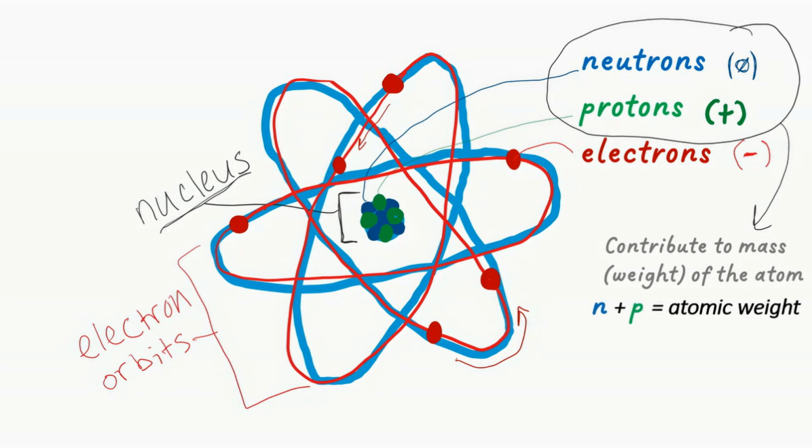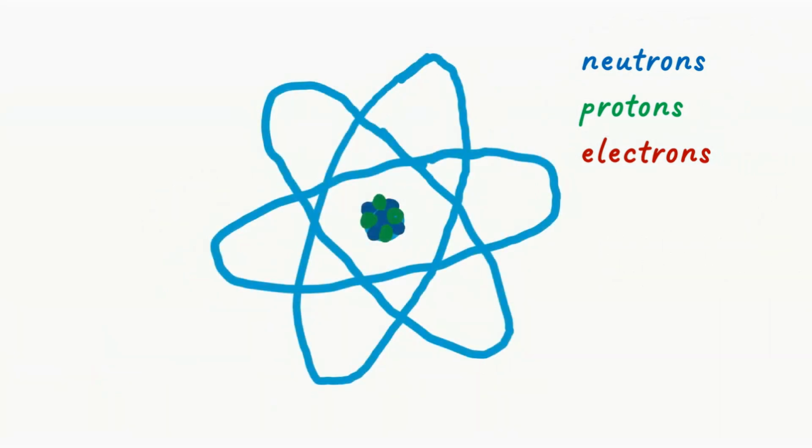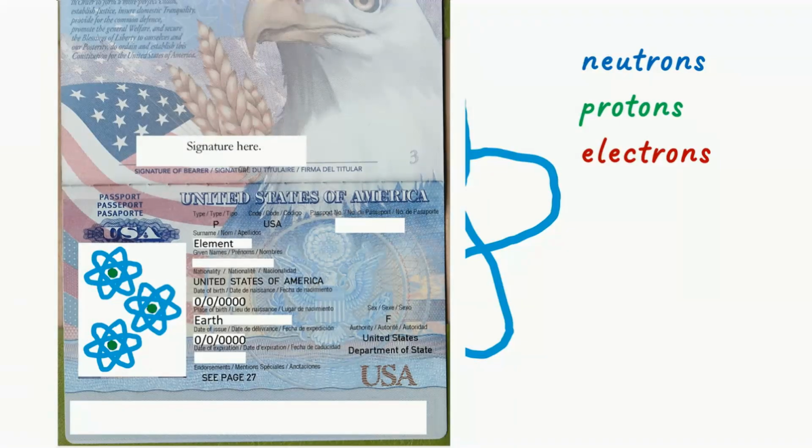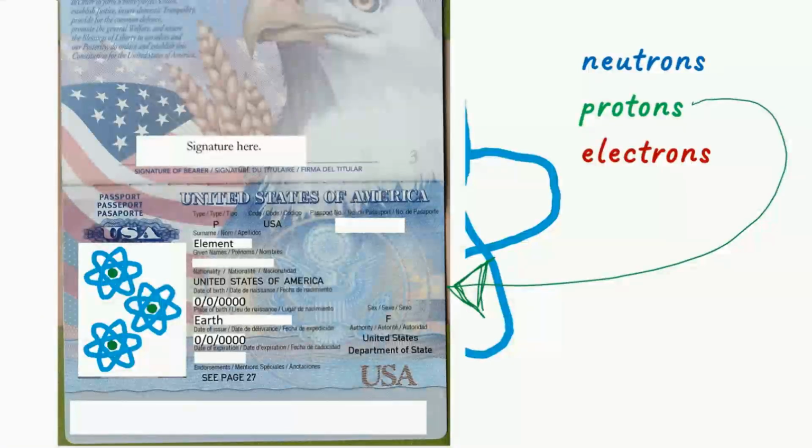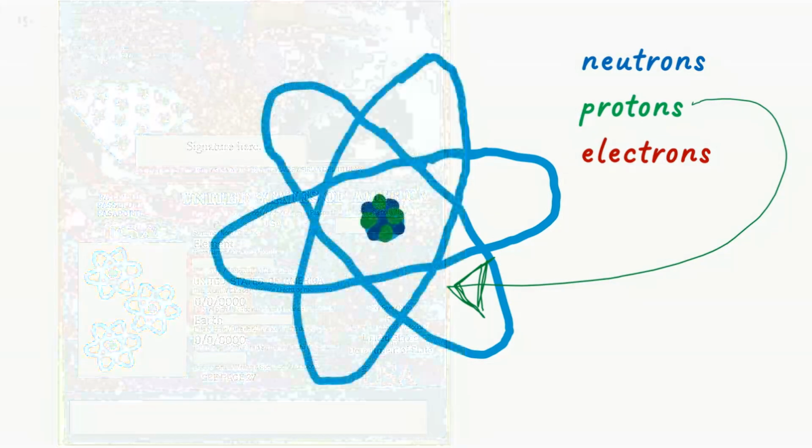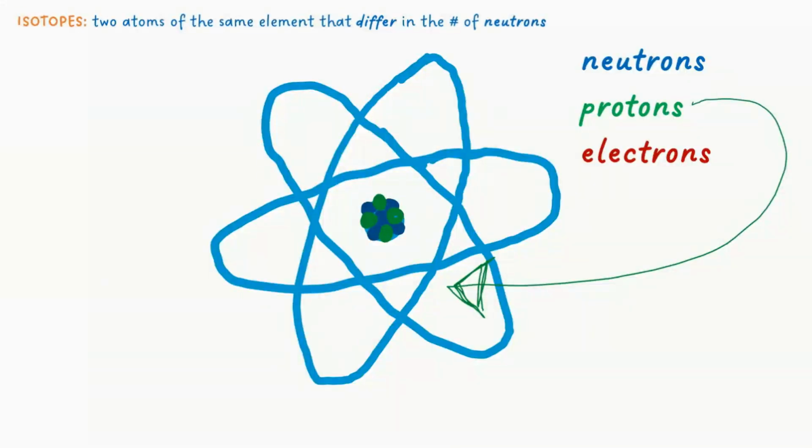Now, something that's interesting and important to note about our atoms is that all of them have IDs, right? Their number of protons are actually what make each atom or element on the periodic table unique. So isotopes are two atoms of the same element that differ in the number of neutrons.